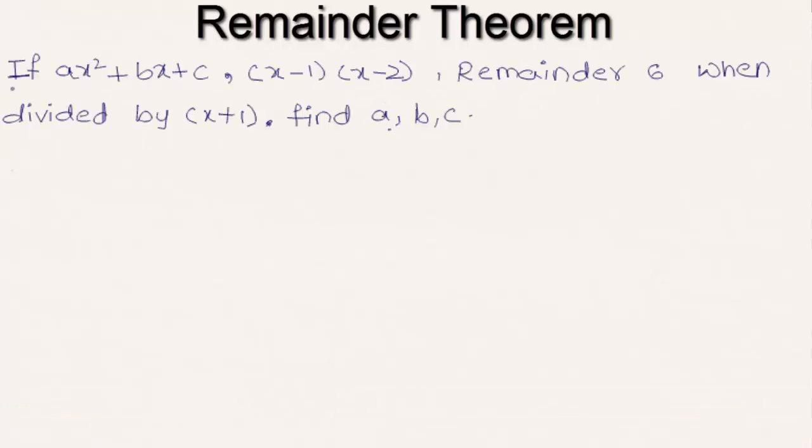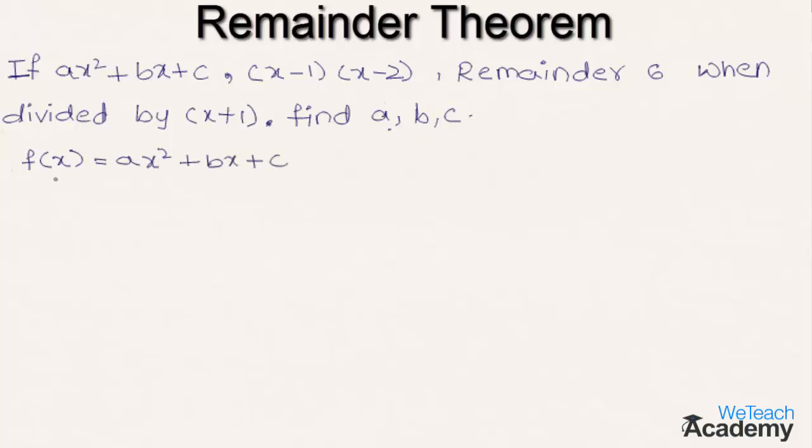If ax square plus bx plus c is exactly divisible by x minus 1 and x minus 2 and leaves the remainder 6 when divided by x plus 1, then we have to find the values of a, b and c. So first, let us consider the given function as f of x is equal to ax square plus bx plus c.